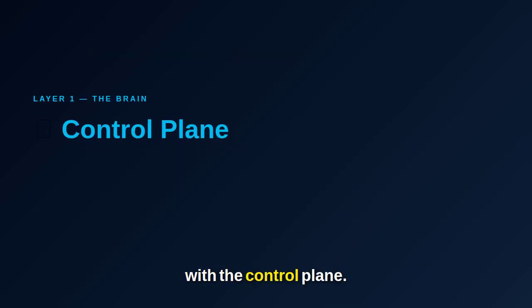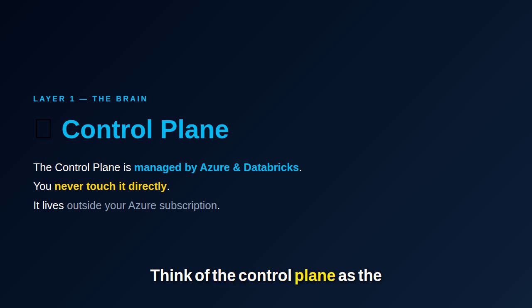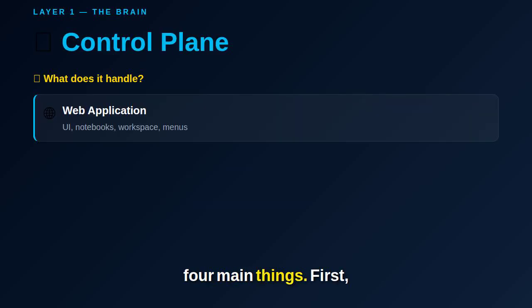Let us start with the control plane. Think of the control plane as the brain of Azure Databricks. It is the part that Azure and Databricks manage for you. You never touch it directly. It lives outside your Azure subscription, in Databricks' own infrastructure. So what does the control plane actually do? It handles four main things.